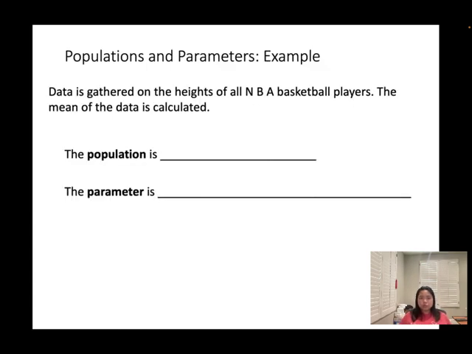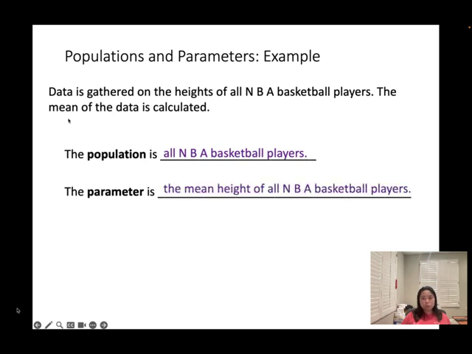Example: data is gathered on the height of all NBA basketball players. The mean of the data is calculated. So think about it. For this example, which one is your population? What is your parameter? The population is all the NBA basketball players, right? This is what we target. And what's the parameter? The parameter is the number that describes the population. So in this example, we're talking about the mean height of all NBA basketball players.